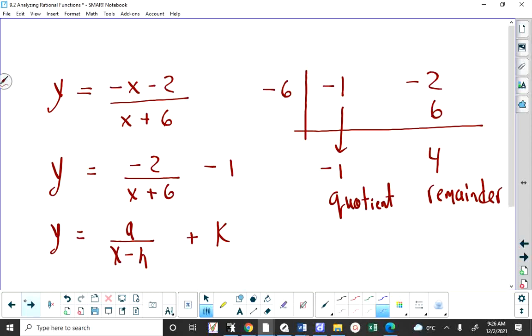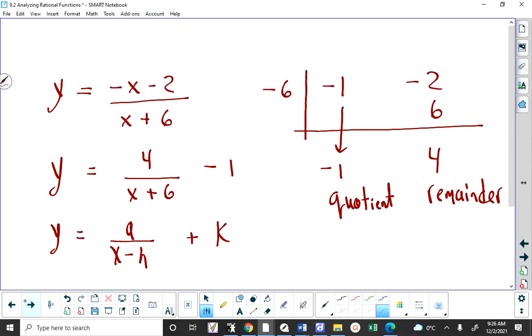Go ahead, Liam. Is the remainder 4? Oh, my mistake. Why did I put negative 2? Oh, yes, the remainder's 4. Thank you. So it's not reflected vertically. It's stretched vertically by a factor of 2, or 4.